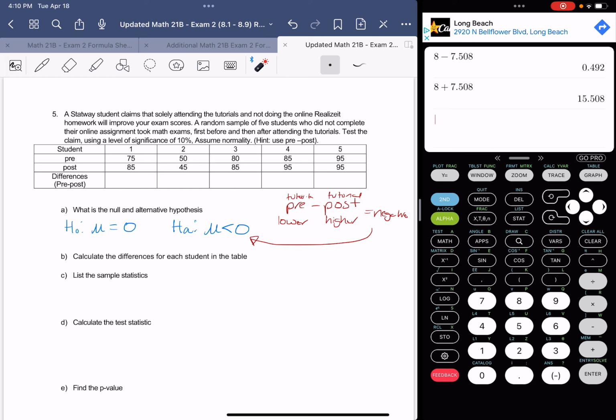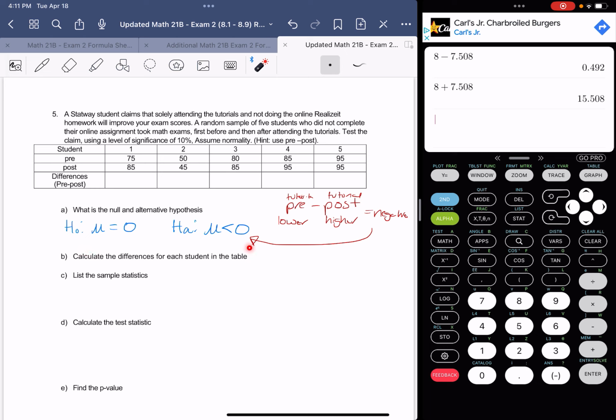Wouldn't all the differences have to be negative in order to put that factor into play? No. If this had said post minus pre, it would have been greater than 0. So the order really matters here. So the null will always be 0, and the only thing that changes is greater than or less than. Exactly. For the null, we can always start off assuming mu equals 0, that there's no difference between the pre and the post, so when you subtract them, you get 0. They're exactly the same.